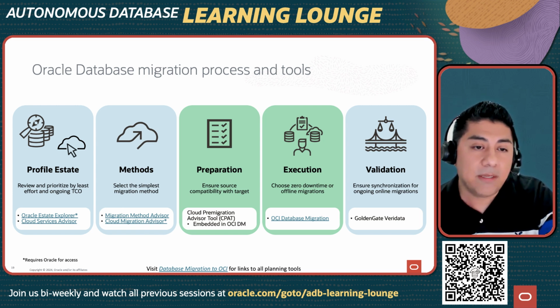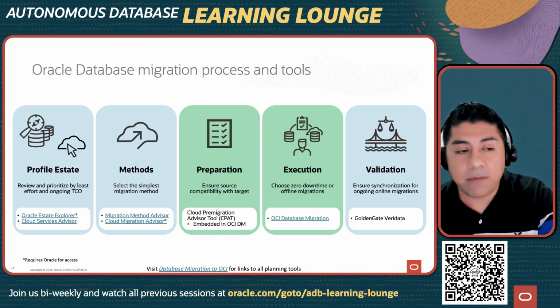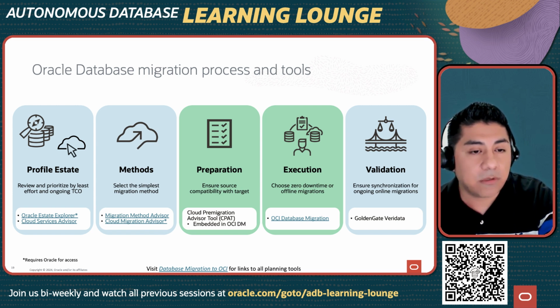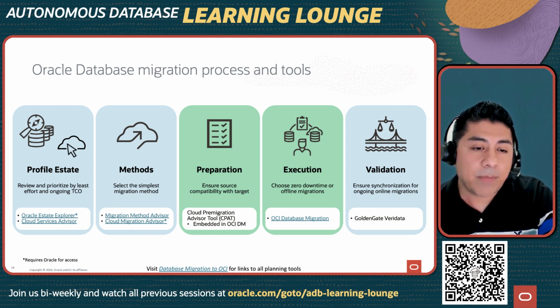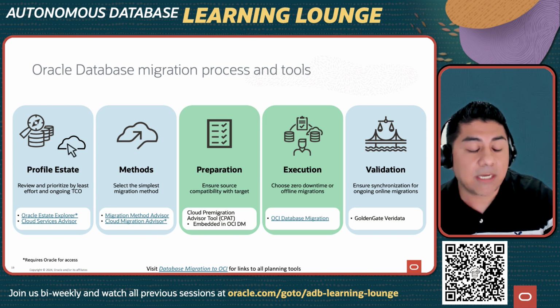We have many. Oracle has many. And like I said, they can be hybrid methods, physical methods, logical methods. But this kind of tool can help you to select the right method. Migration Method Advisor and Cloud Migration Advisor, you can just go to those sites and enter the required source and target, and it's going to suggest which methods you can use for your migration.